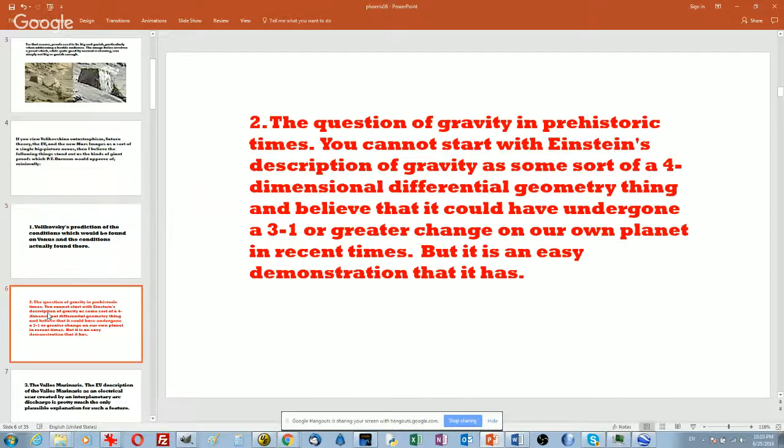The second item, which is the subject of the talk for tonight, actually, is the question of gravity in prehistoric times. Albert Einstein tried to describe gravity as a four-dimensional differential geometry kind of a thing. And you cannot start with that and believe that it ever could have changed or undergone any sort of a large change on our own planet in the recent past. But it's a very easy demonstration that it has. We'll get to that very shortly.